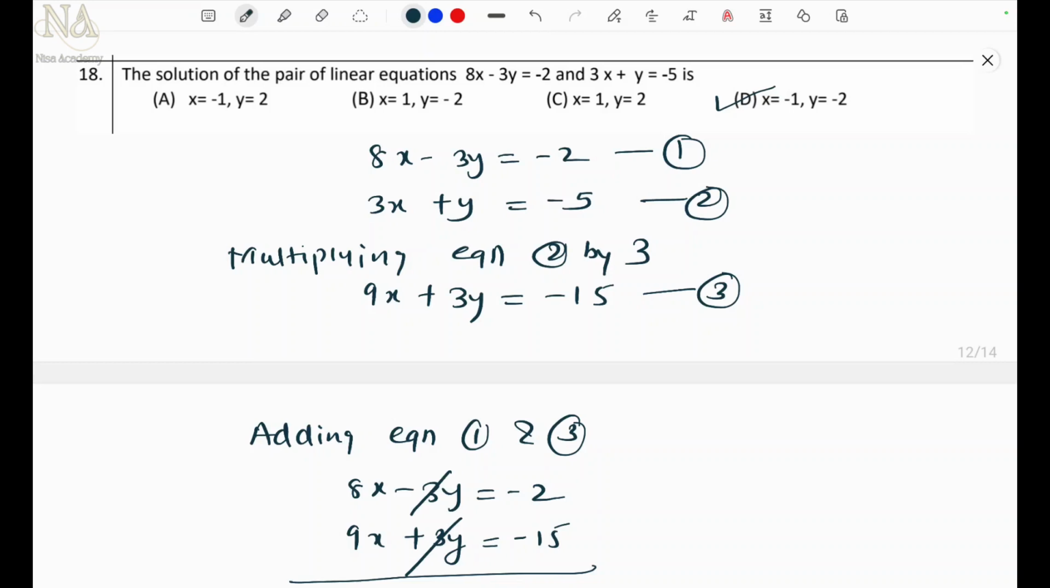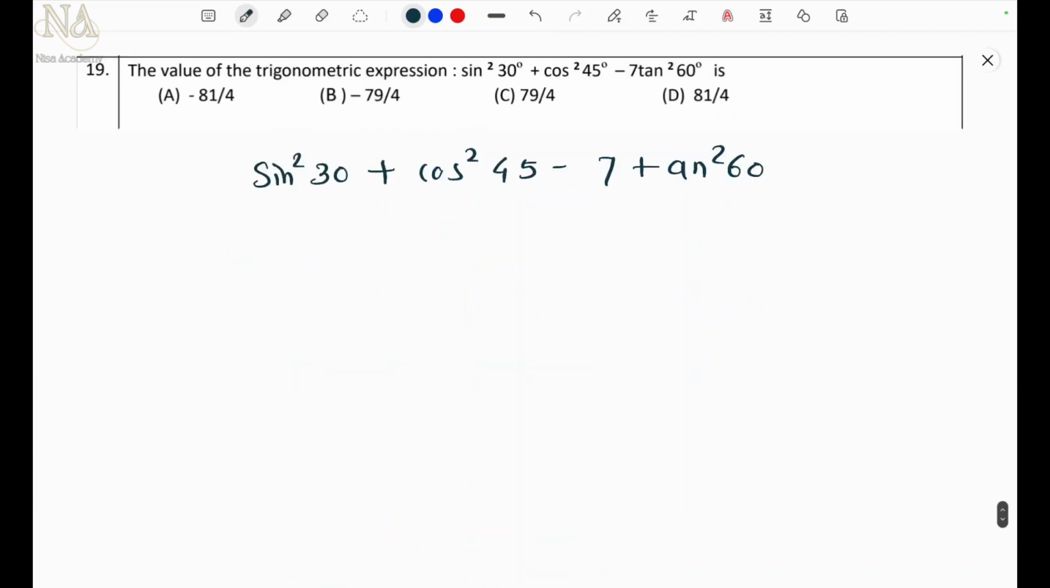Next problem. 19th problem. The value of the trigonometric expression sin square 30 plus cos square 45 minus 7 tan square 60. So very easy, just substitute all those values, solve, you will get the answer.